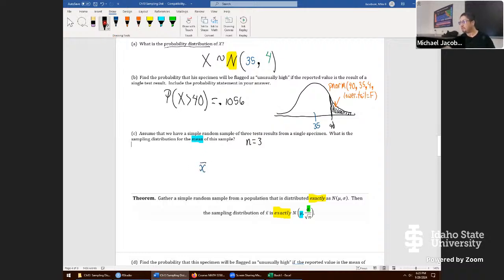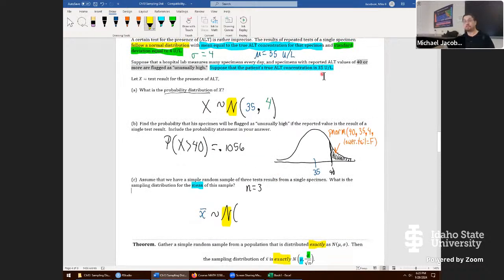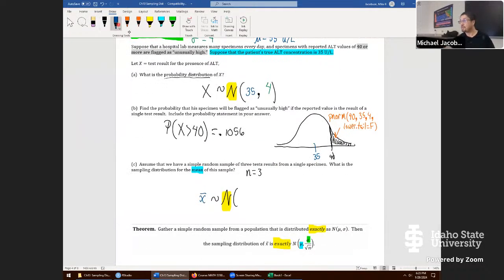X bar is distributed. It'll still be distributed normally, like when we're talking about the single specimen up here in part A. It still has the same mean. And our statistic is fundamentally flawed, right, if the center was anywhere but 35, which is the center from the underlying population. So 35 has to go here. And it turns out it's also correct by the theorem.